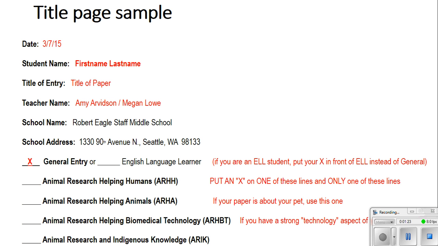This might be a device or a machine. It might be something like genetic engineering or some kind of cell part engineering that they've used. That would be a technology. There are separate awards for each of these categories, so you want to make sure that you're in an appropriate category for your topic. I don't think anyone did animal research in indigenous knowledge, so that one won't have an X next to it.